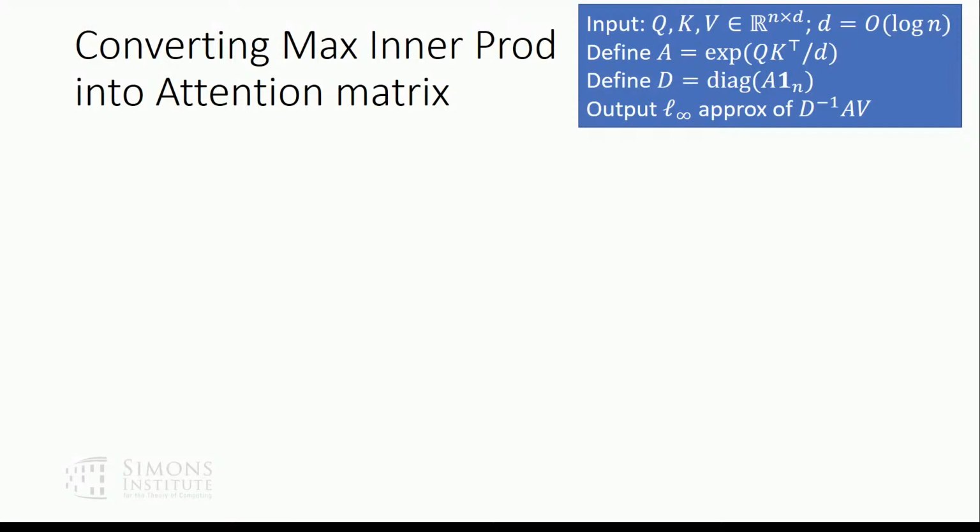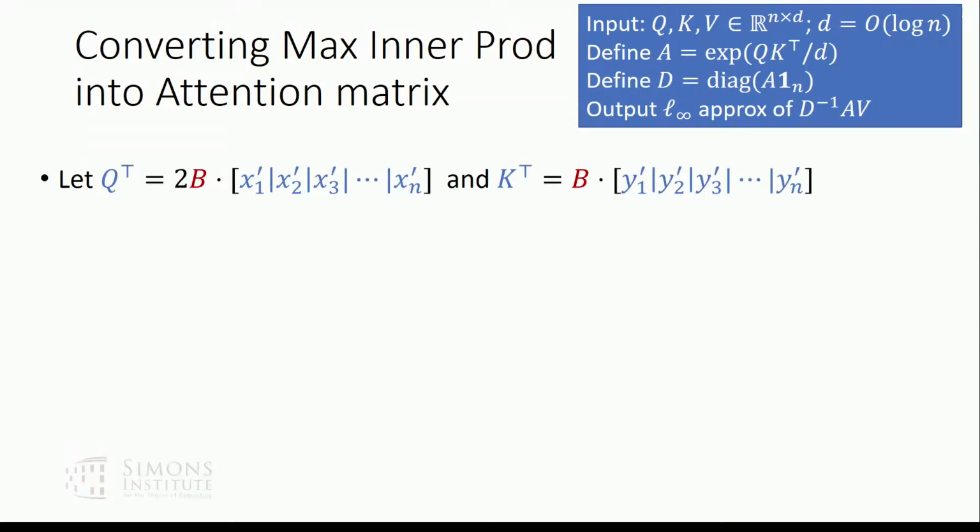We're just going to make our Q and K matrices exactly consist of these inputs to the maximum inner product problem. So we'll concatenate together. We'll make Q transpose be a D by N matrix, which is all the x prime vectors. K transpose will be all the y prime vectors. And we're going to multiply them by B, the magnitude that's going to be important to us. So these are matrices whose entries are either 0s or Bs, or in the case of 2Bs. And they're N by D matrices.